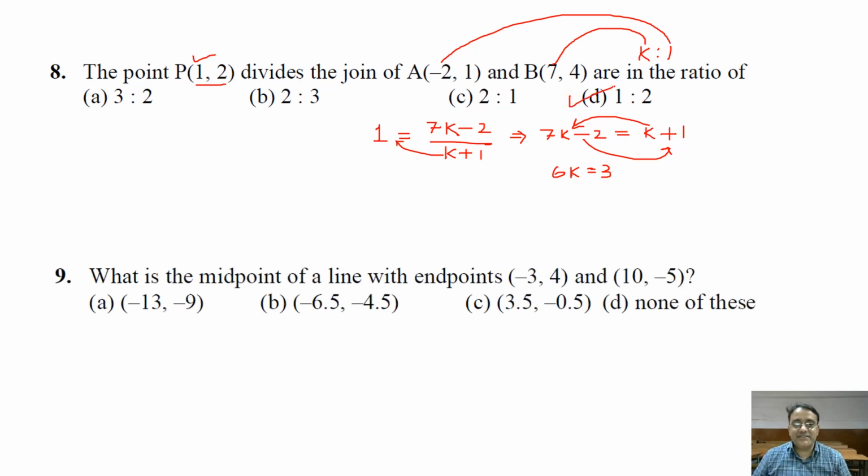Right. Now the next question: what is the midpoint of a line with endpoints -3, 4 and 10, -5? The midpoint formula is (x1 plus x2) by 2. -3 plus 10 by 2, 7 by 2, that is 3.5. 4 plus -5 by 2, so -1 by 2. So we got this answer. Which option is correct? Option C, very good: 3.5 and -0.5.